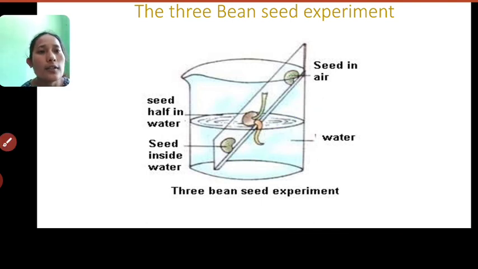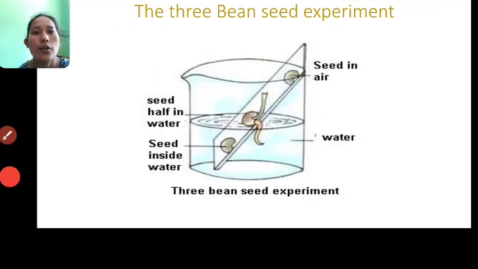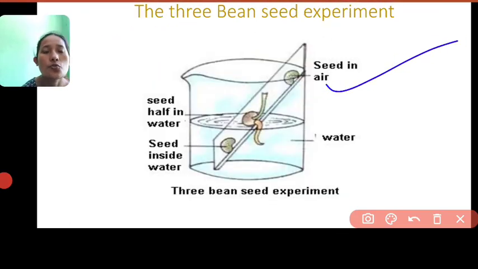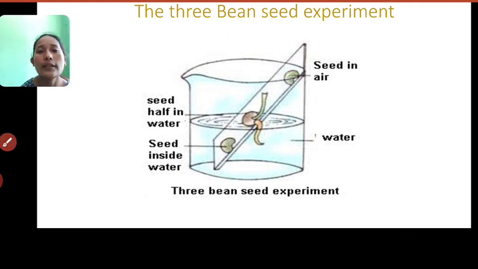But if you look at the third seed, which was in the air, this seed got the oxygen and the temperature was normal, but no water. That's why no germination took place in this particular seed also. So these were the experiments to prove that for germination to occur, it requires water, optimum temperature and oxygen.